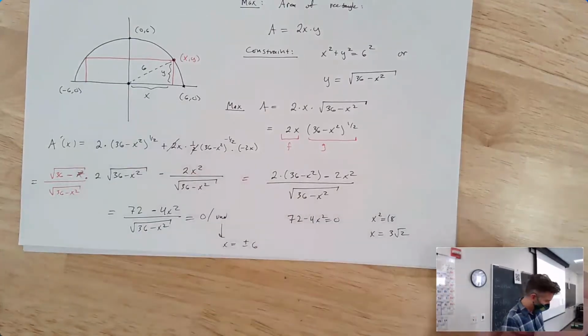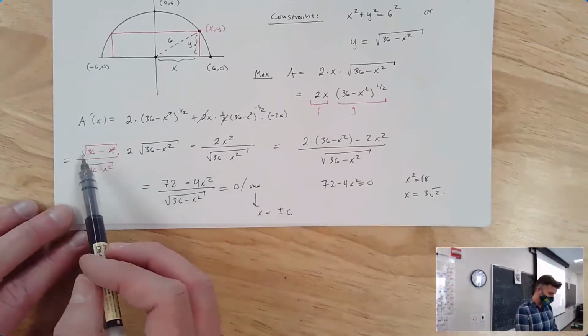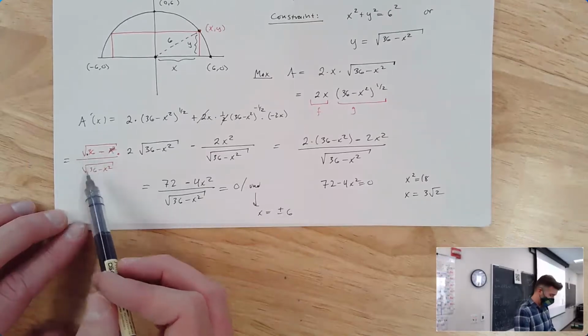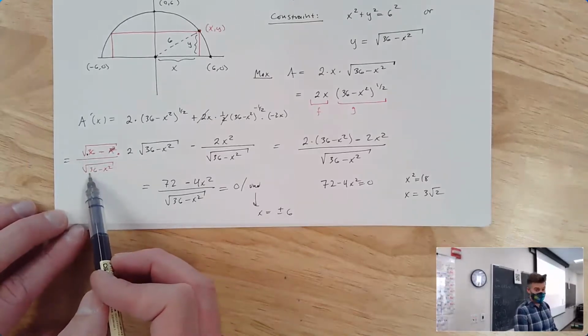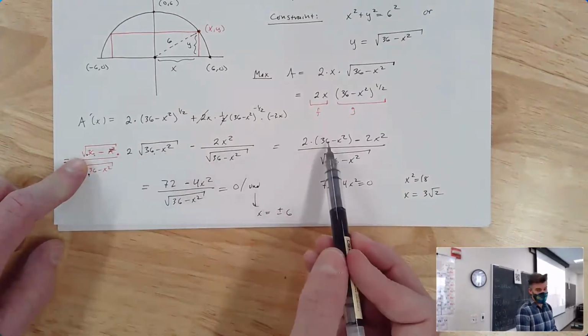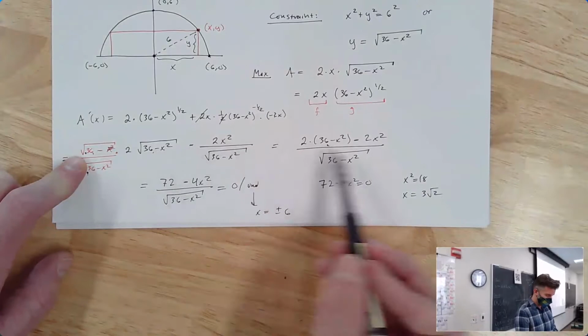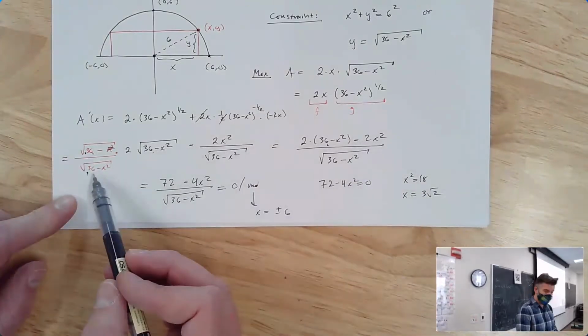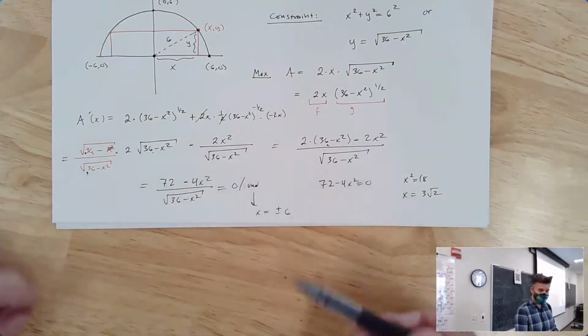How do you get rid of the square root? So what I did was I multiplied by the square root of 36 minus x squared over the square root of 36 minus x squared, so I have to get a common denominator. So then I have 2 times this is 36 minus x squared, and then minus the 2x squared there. And the denominator is the square root of 36 minus x squared for both pieces.